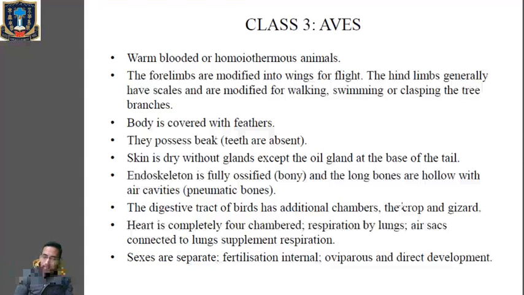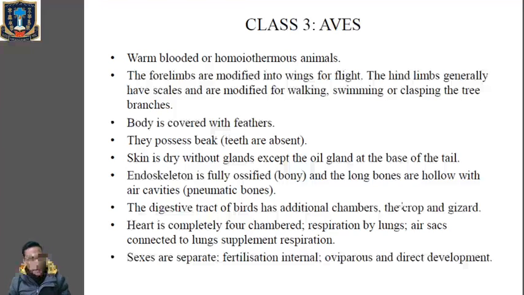Clear? In case of Aves or birds, of the 4 limbs, the forelimbs, which we can say are the hand parts, are modified into wings, which help in flying. The hind limbs generally have scales, and they are modified for walking, swimming, or clasping tree branches. The body is covered with feathers, and what is the function of feathers? They not only help in flying, but also help to keep the body warm. Teeth are absent in Aves, and the beak is without teeth. The skin is dry without glands, but at the tail region we find the oil gland.